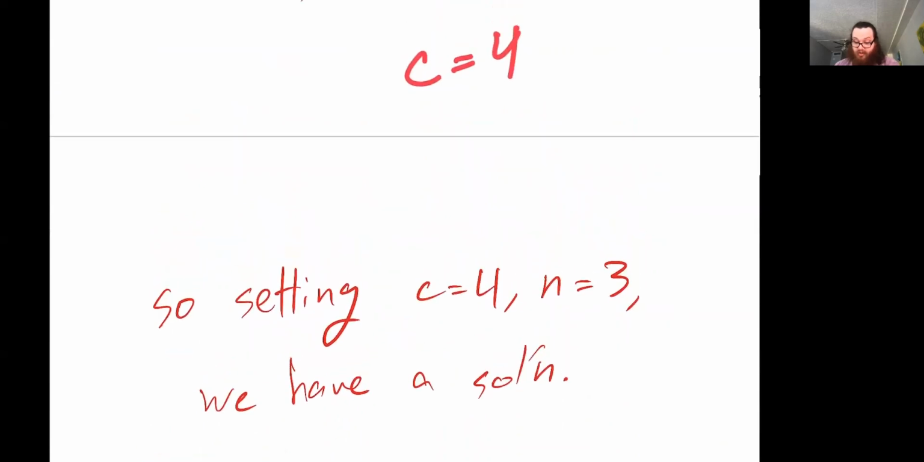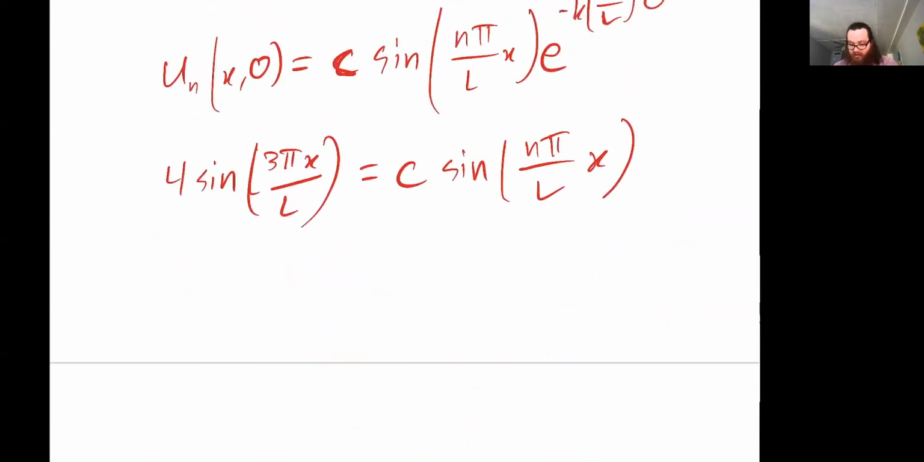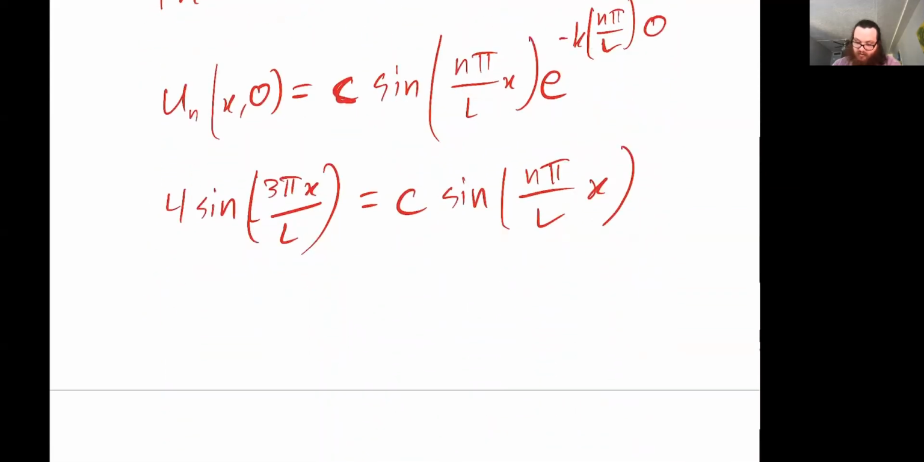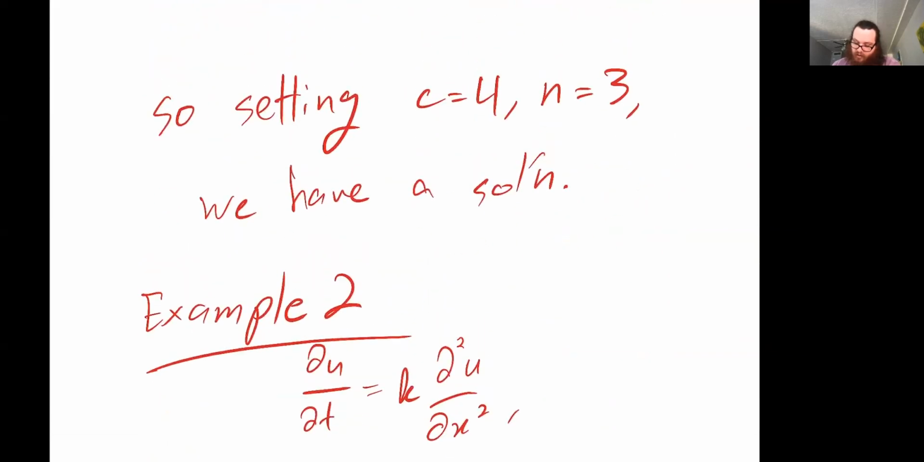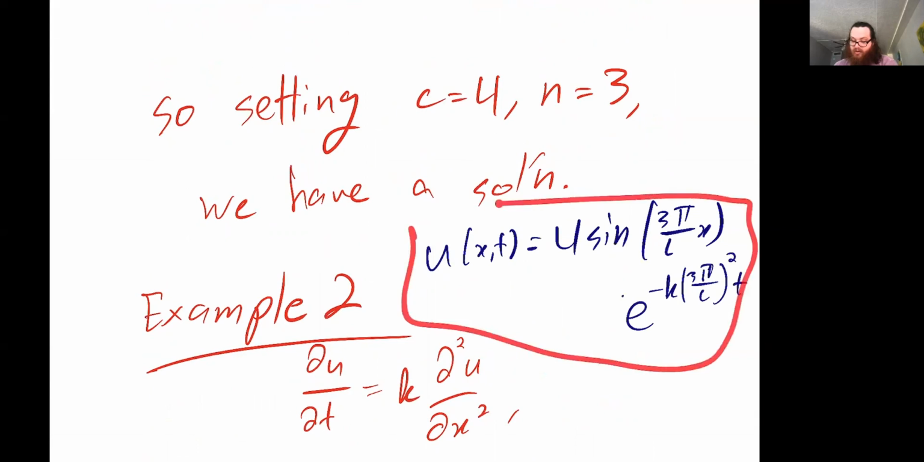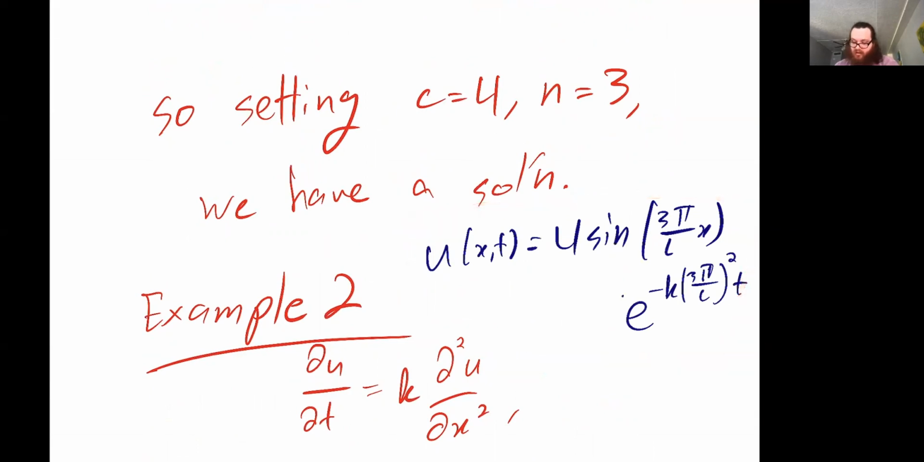And so if we make those choices, then we have our solution, right? As we see that, and so maybe I can write it here. u of x comma t is going to be equal to 4 sine of 3 pi x over L times e to the minus k (3 pi over L) squared t.